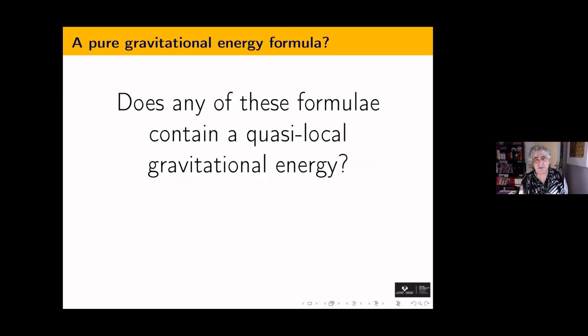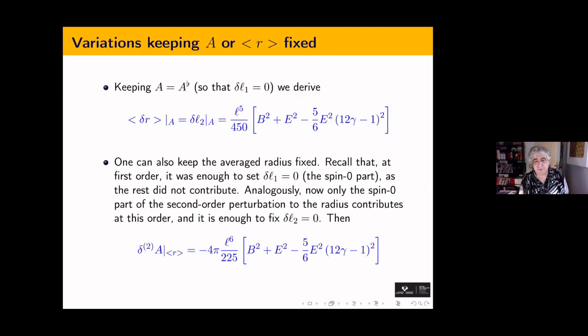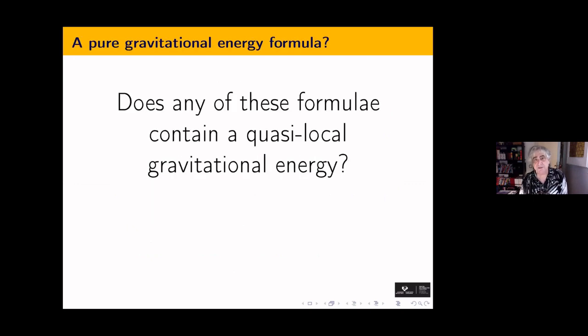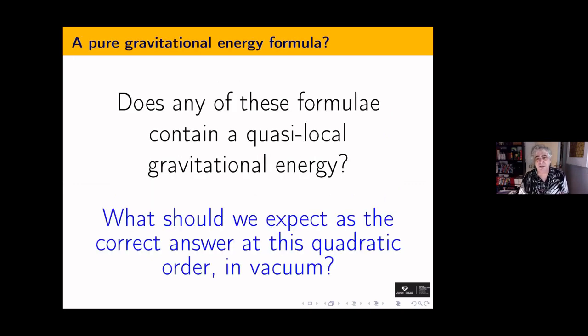Now, the question is, does any of these formulas contain something which is related to the gravitational strength, or if you want the gravitational energy density, quasi-local energy density? And if some of these formulas contain such a thing, what should we expect as the correct answer in this ordering vacuum?